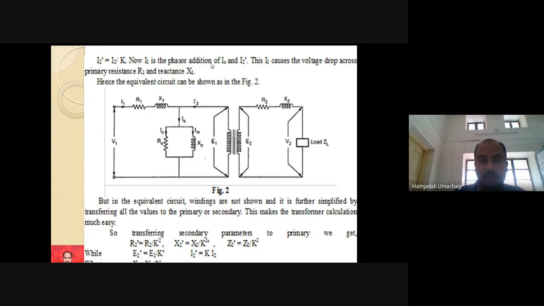I1 is the phasor addition of I0 and I2 dash. This I1 causes a voltage drop across the primary resistance and reactance. So whenever current starts to flow through this primary circuit, there is a drop I1 R1 as well as a drop I1 X1. Now this is your basic equivalent circuit diagram of the transformer.